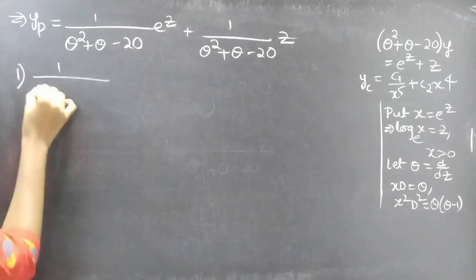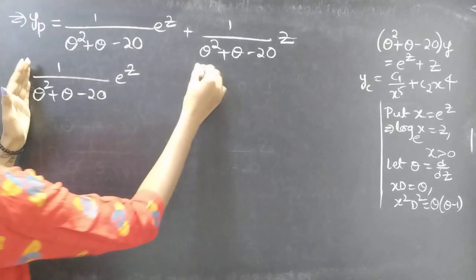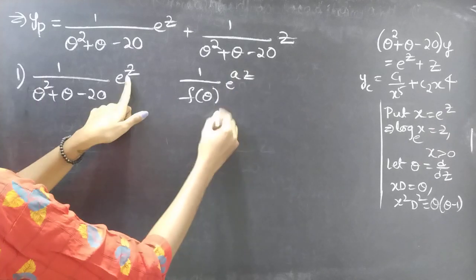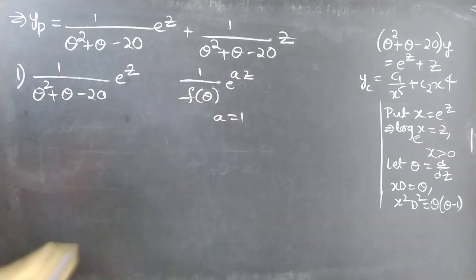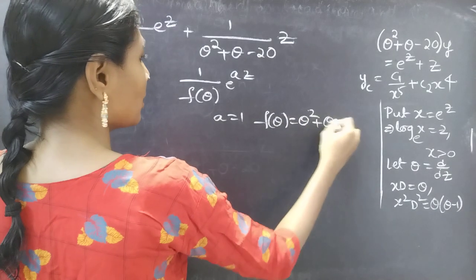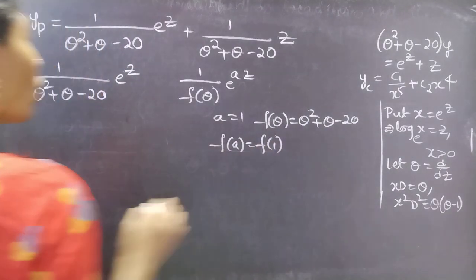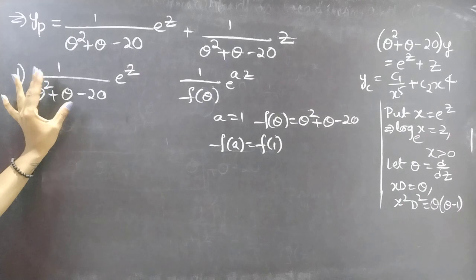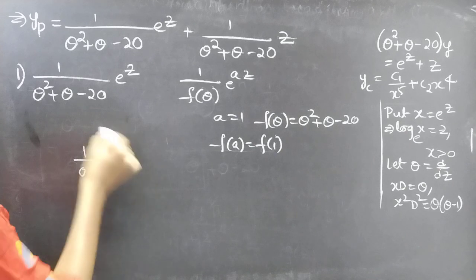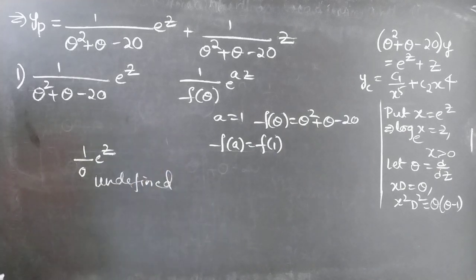First one, 1 by f of theta into e power z. So this is of 1 by f of theta into e power az form, right? For a equals to 1. And also we have f of theta equals to theta square plus theta minus 20. For a equals to 1, find f of a, which is equal to f of 1. Always remember that the denominator must be non-zero. If the denominator becomes 0, we'll get 1 by 0 into e power z. Since 1 by 0 is undefined, the total term becomes undefined. Okay, fine. Now let's find f of 1.